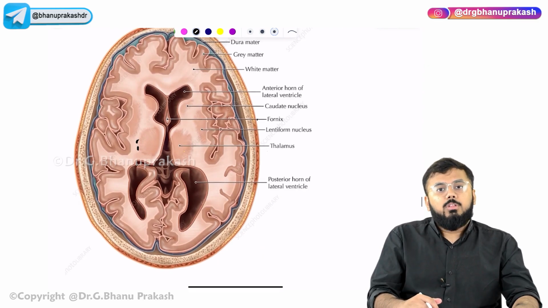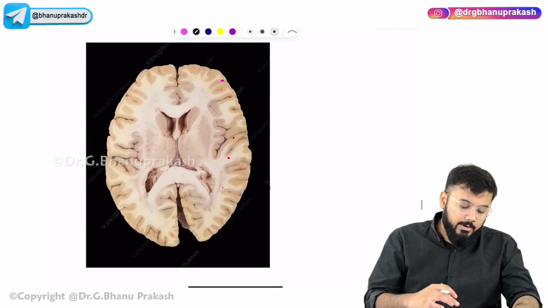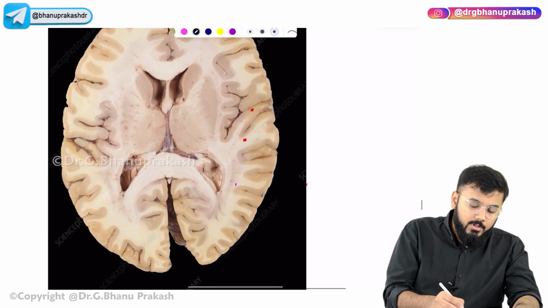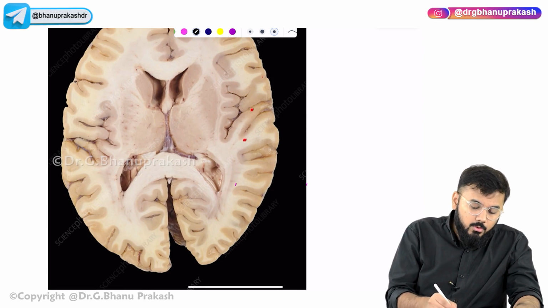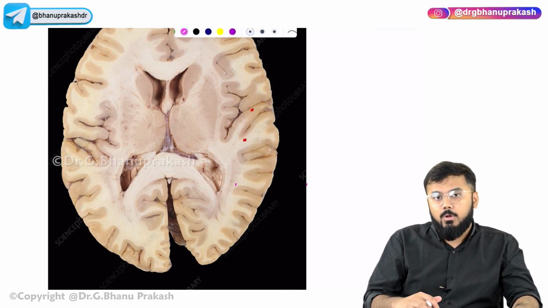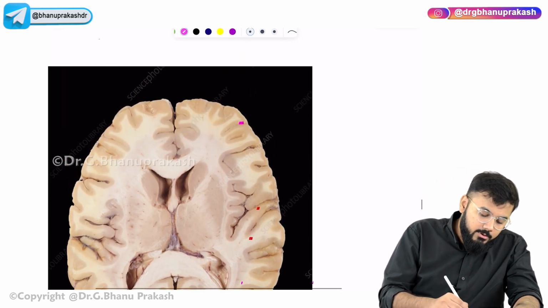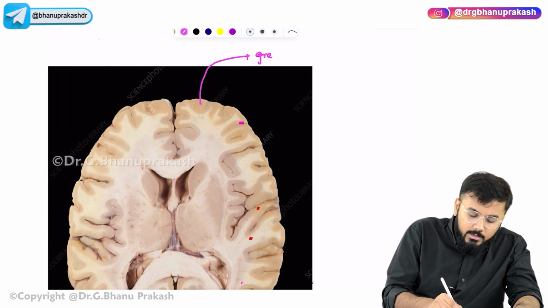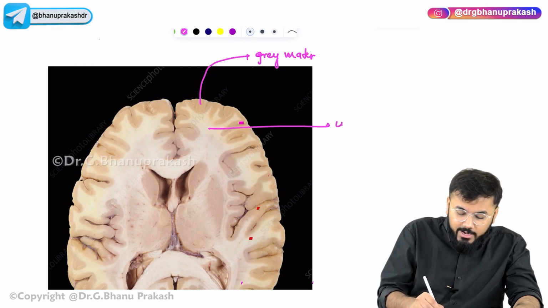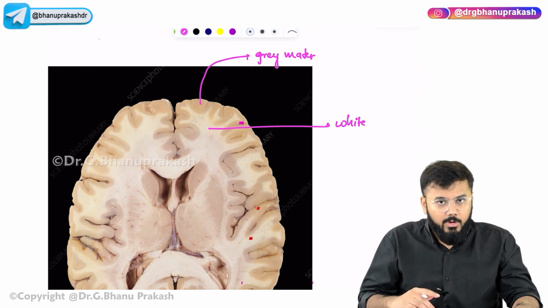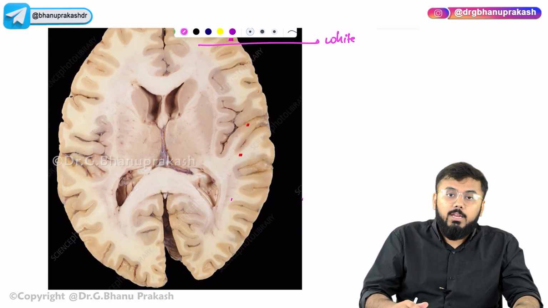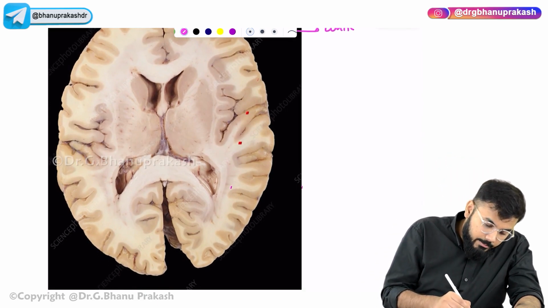Coming on to the next important thing. This particular question has been asked every year, guys. So very important thing. What is this important thing which you need to know? You have to identify what are the structures that are located here. First important thing I want to tell you is that there is outer gray matter over here, and this is your white matter, which is white in color. Now, next important thing is that here you have to identify the nuclei, which is very important.